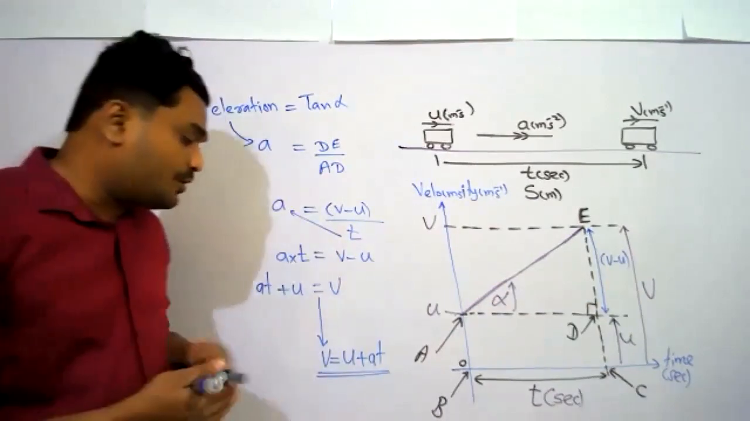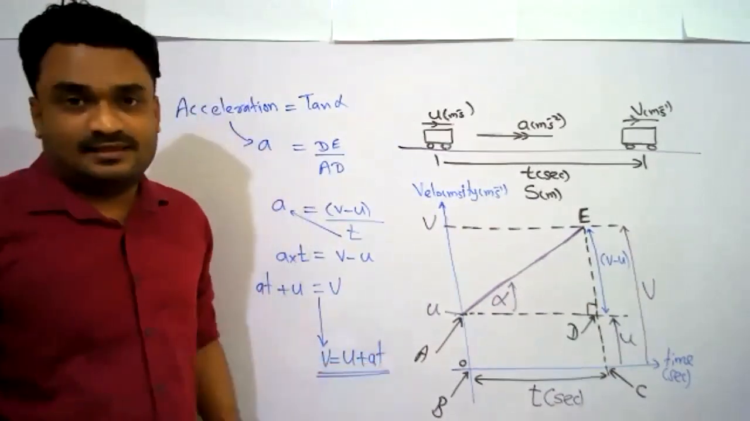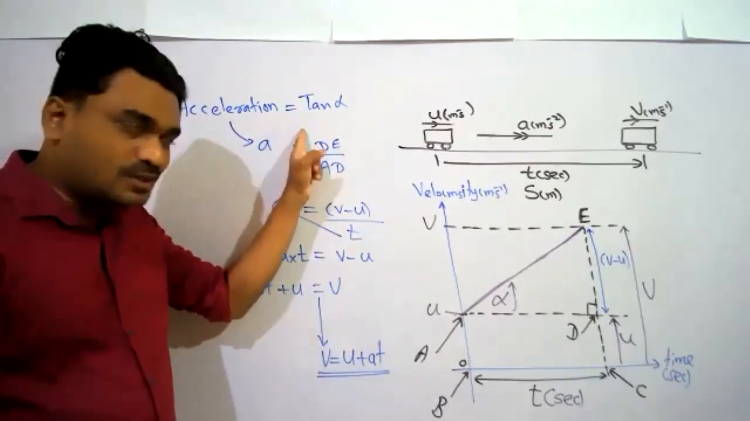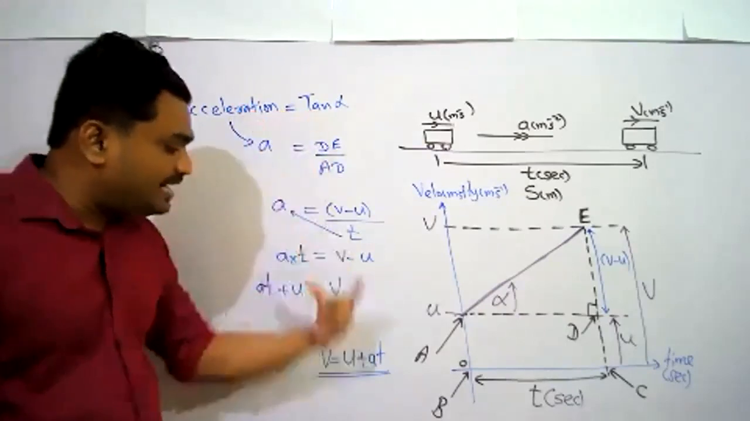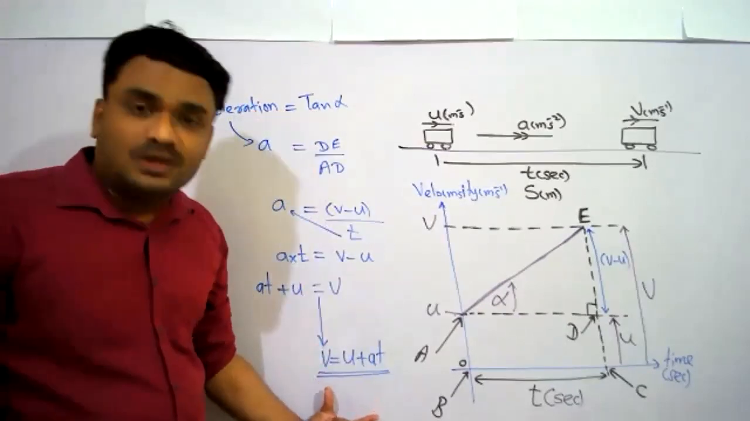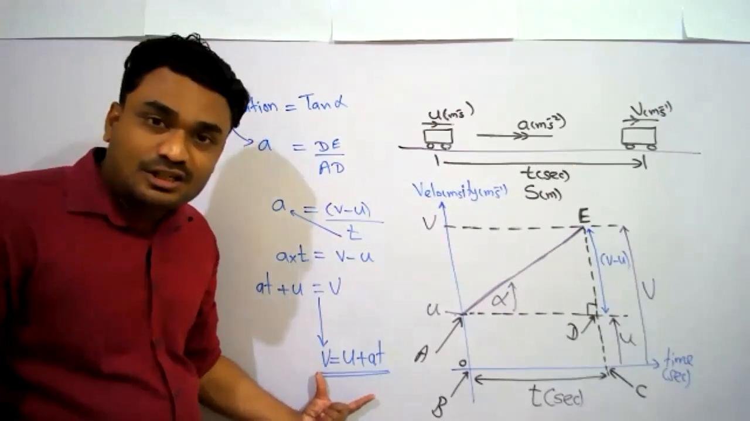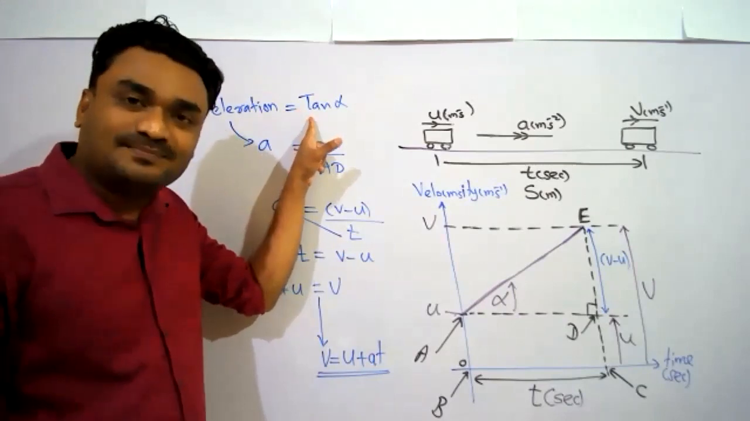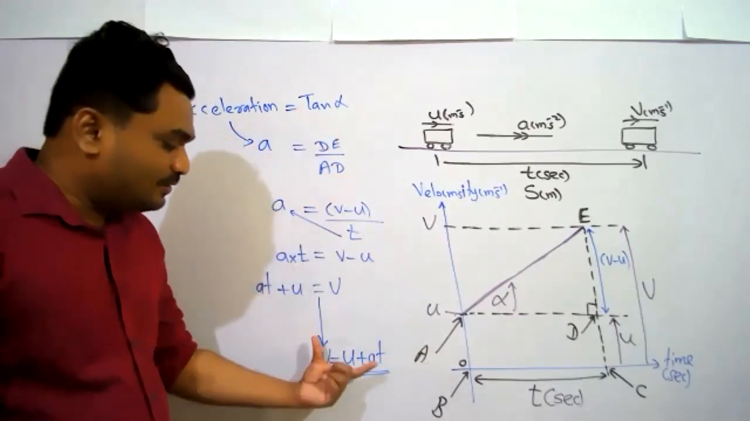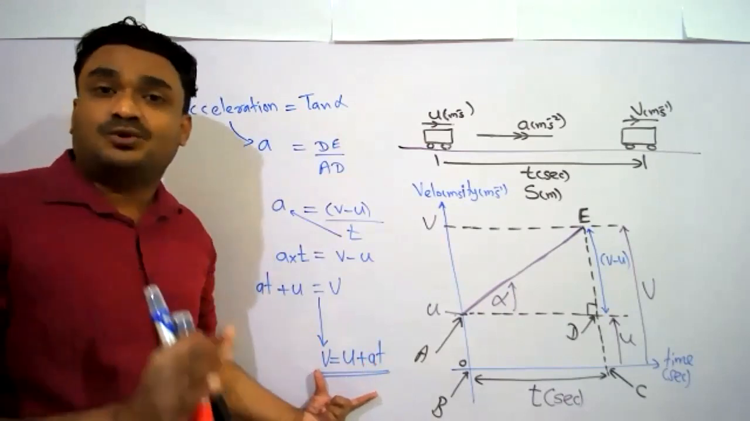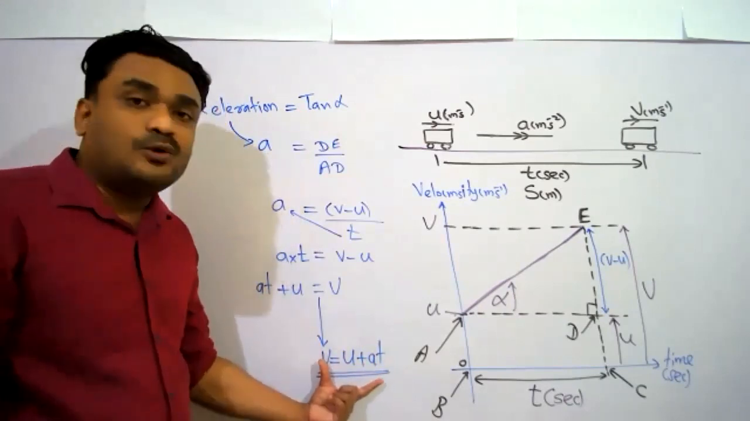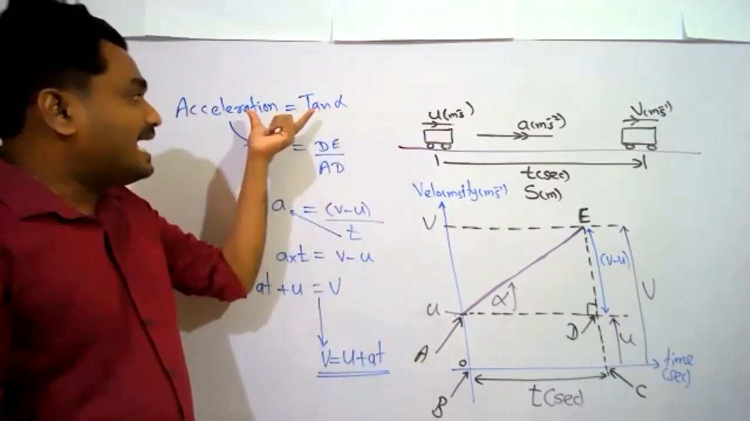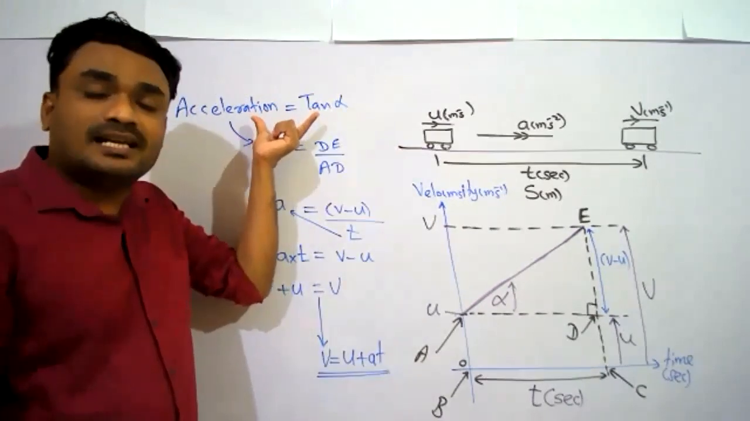This is the well-known result and this is 100% correct. If this is 100% correct, this should also be correct. Why? Because we use this relationship to obtain V equals U plus A T. We are so sure that V equals U plus A T is a correct relationship. Therefore, acceleration equals gradient is also a correct relationship. To obtain V equals U plus A T, we have used acceleration equals gradient.